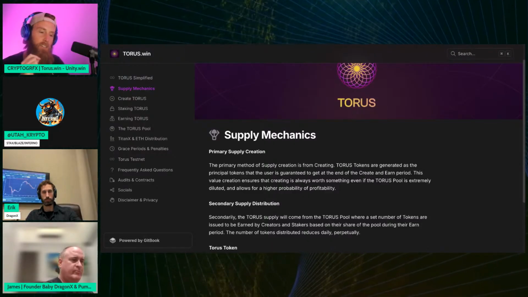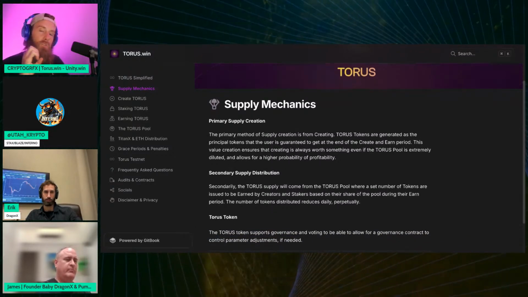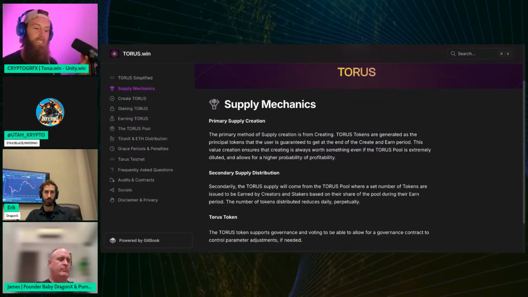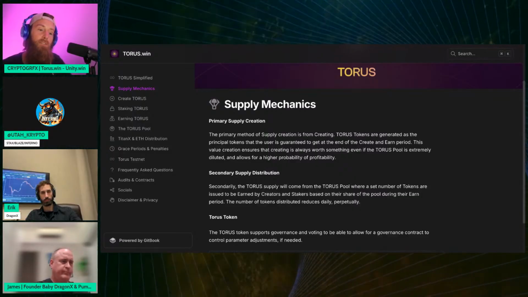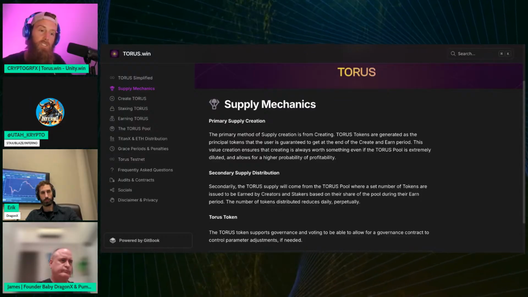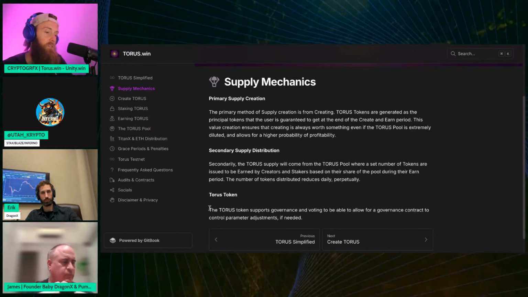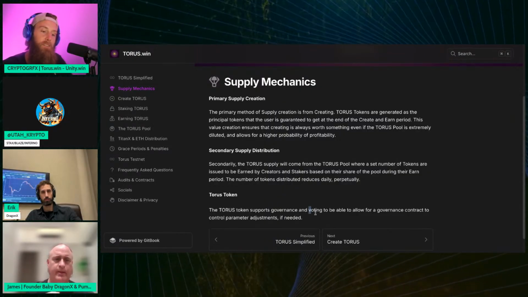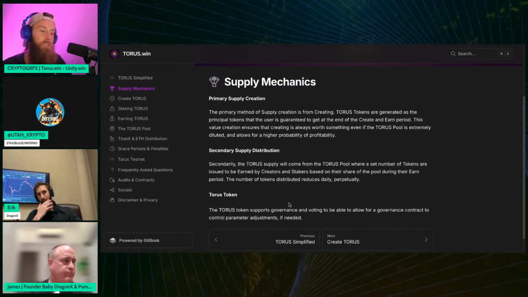Okay, but that's not where things end in Torus. Where things go next is the secondary supply, which means you create something upfront, which means you're guaranteed this. And then on top of it, you're going to get more Torus from the Torus pool, which means that the chances for ROI from creating are much higher than normal because you're not relying on just what you get from the secondary source. It's much easier to get a higher ROI. And the Torus token also supports governance and voting. So we'll see what happens in the future, but this is a feature added into Torus that will allow the Torus token to be used for governance and to control different parameters if ever needed.